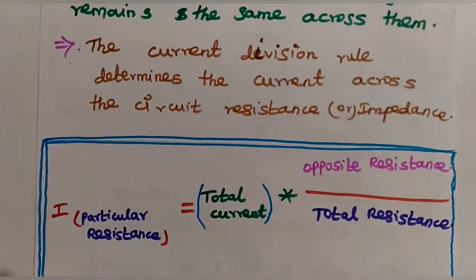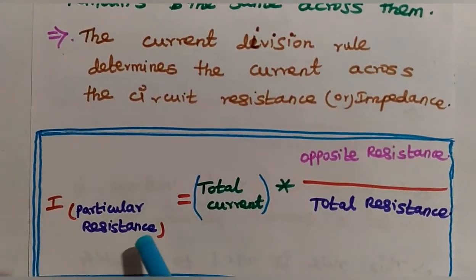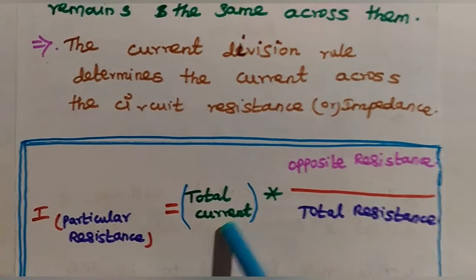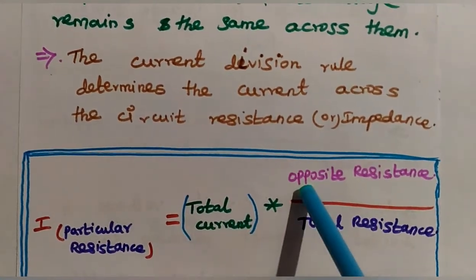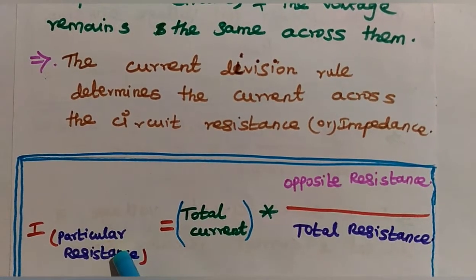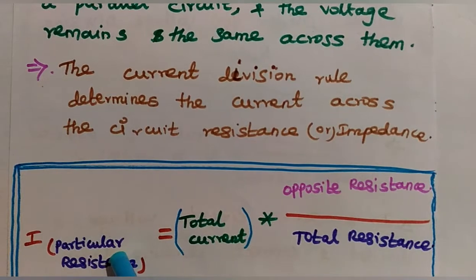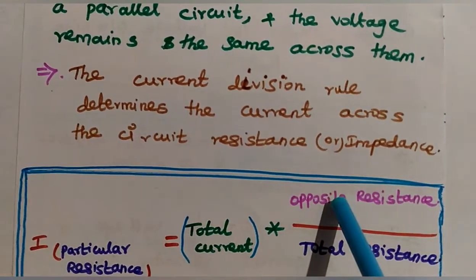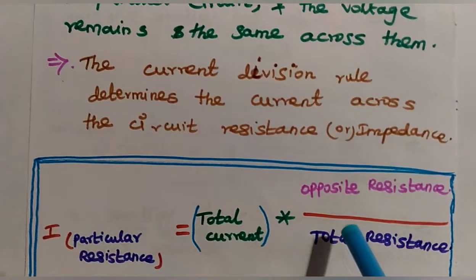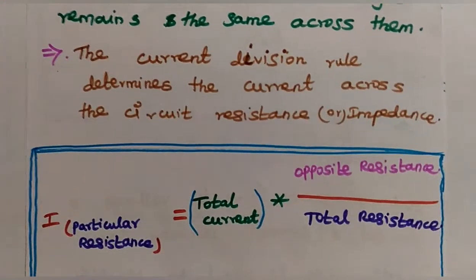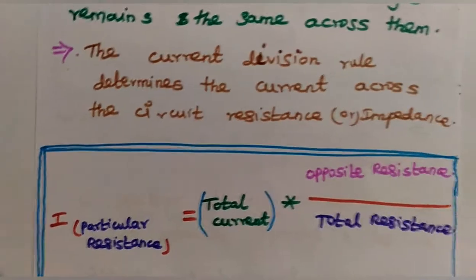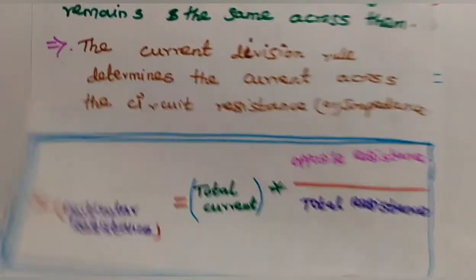The current divider rule is nothing but: the current in a particular resistance in a parallel circuit is equal to the total current in the circuit times the opposite resistance. That is, if you want to find the current flowing through the resistance R1, the value of the resistance opposite to R1 should be present here, divided by the total resistance of the parallel circuit. So the current divider rule is used to find the current flowing through a particular resistance.